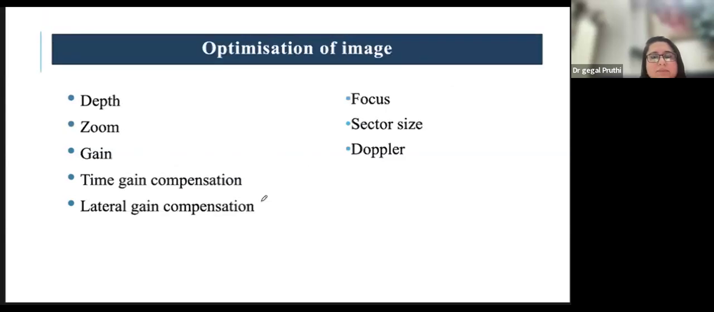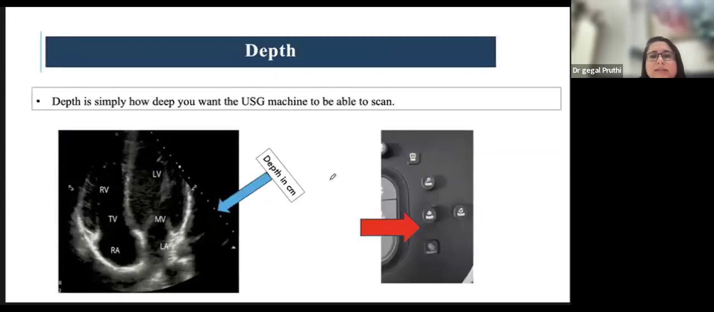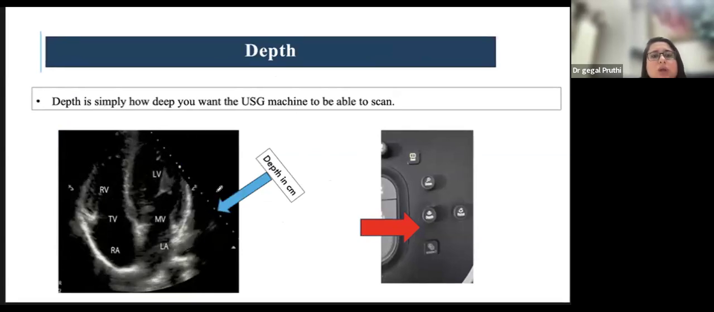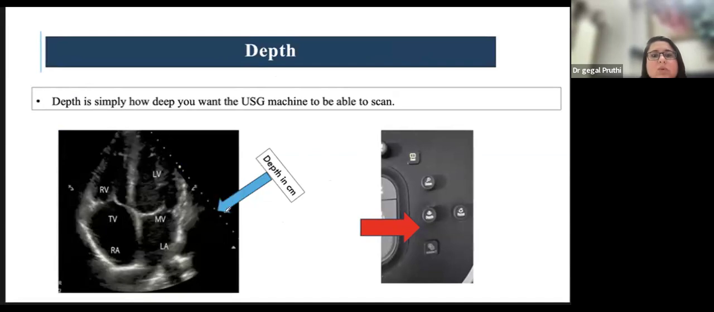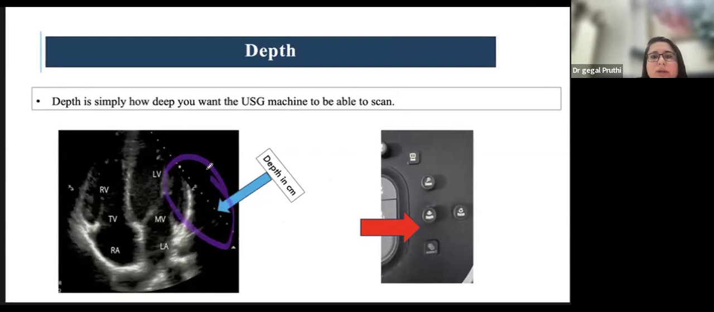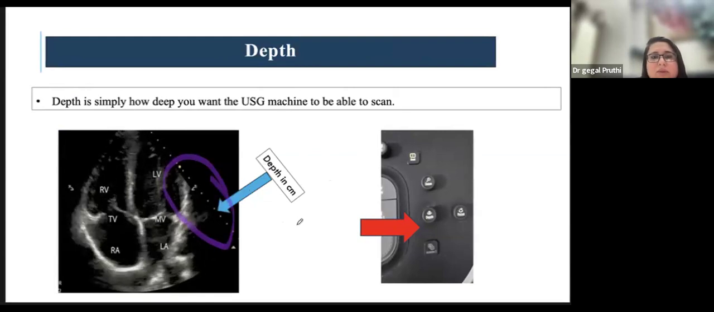ambient light. For optimization of the image, we should know about the depth, zoom, gain, time gain compensation, lateral gain compensation, focus, sector size, and also some Doppler optimizations. So what is depth? Depth of penetration is simply how deep you want the ultrasound machine to be able to scan. And it is denoted in the numbers on the right side of the screen.